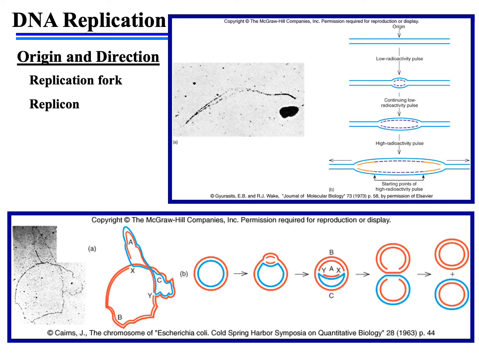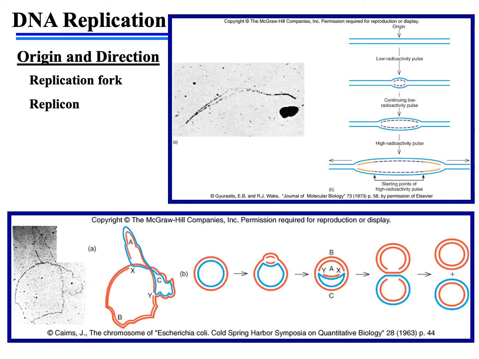Mutational analysis, that is where DNA sequences are altered, was utilized to answer this question, and that is that DNA replication occurs at a specific location. That is, the initiation or the start of replication always occurs at a specific location.